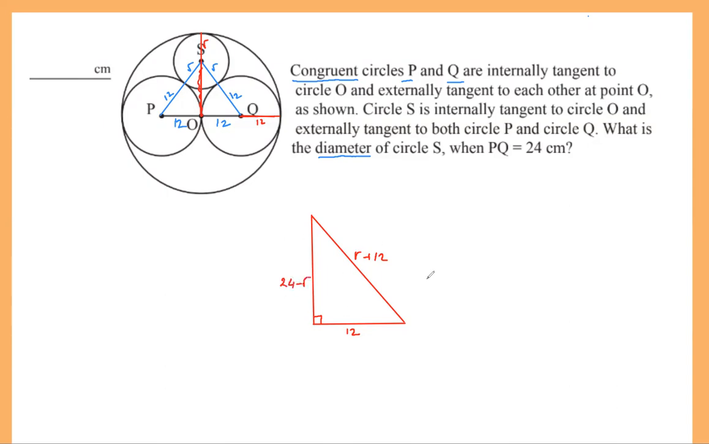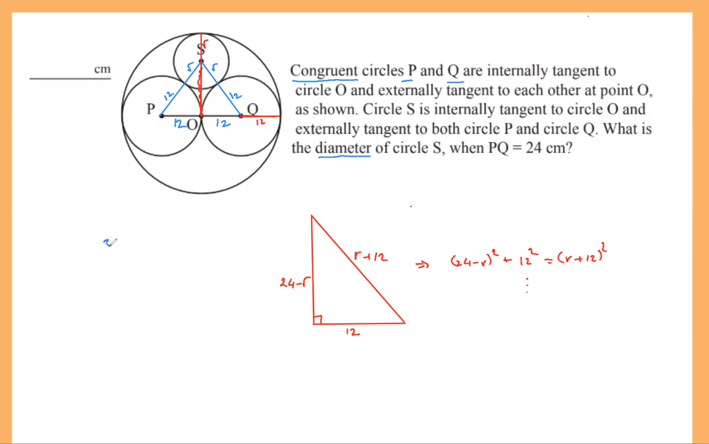Since we have a right triangle with all three sides, we can use the Pythagorean theorem. You can say (24 minus R) squared plus 12 squared equals (R plus 12) squared. You may go ahead and expand the parentheses and find R from there. But I'm going to pause a second and see if I can get those values immediately. Sometimes that will be the case, without really dealing with this equation.